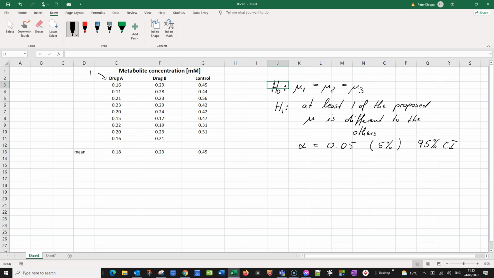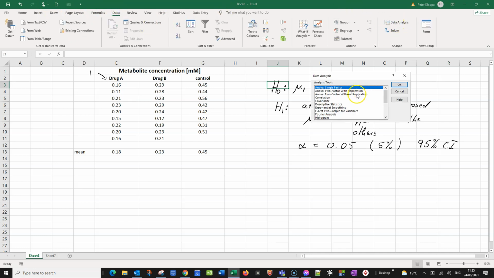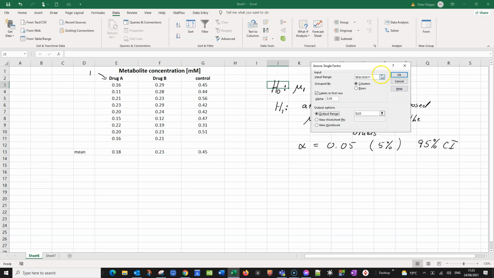So now what we can do is we can try to do this in Excel. So we go to the Data tab, go to Data Analysis, and here we go for ANOVA single factor. Okay, so let's delete what we've got here.